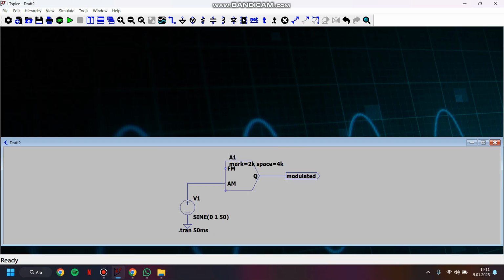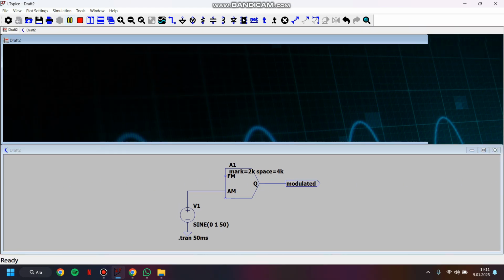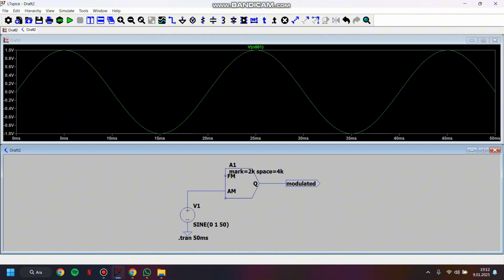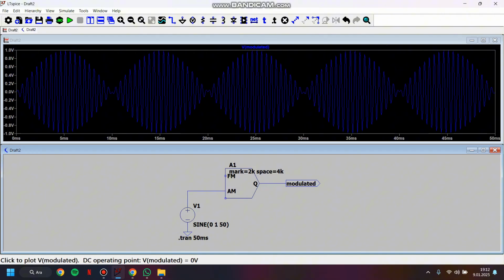In our second circuit, we have a sinus signal creator and AM modulator. Let's run. Okay, this is our message signal, and this is AM modulating signal. That's all.